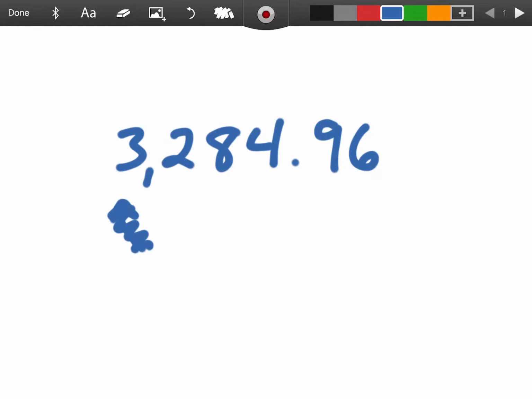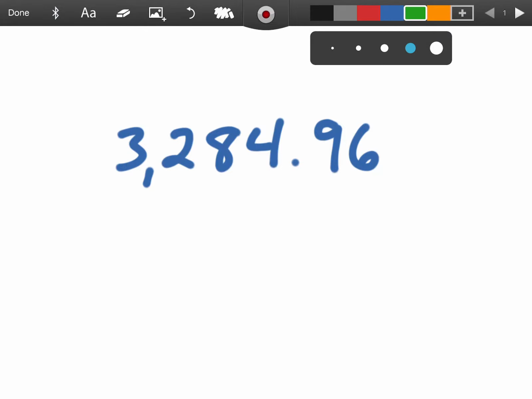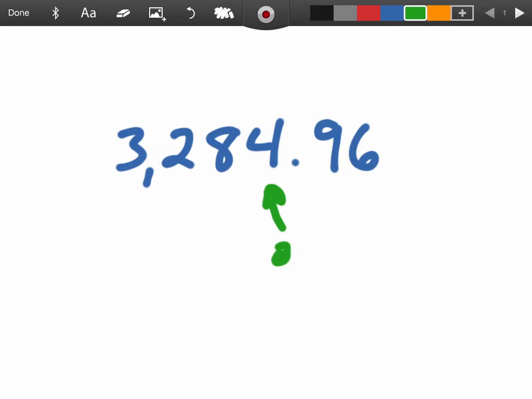So first off, we don't start there. Sorry, my mistake. First off, we're going to start here with the 4. This is the ones place, and it covers anything from 0 to 9. Now once we move to 10, that obviously falls into the tens place.